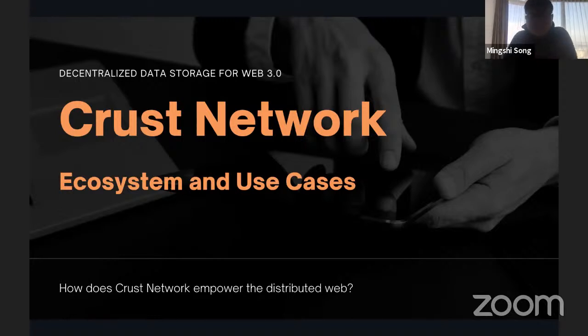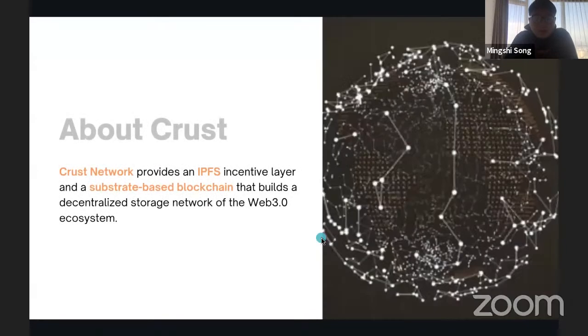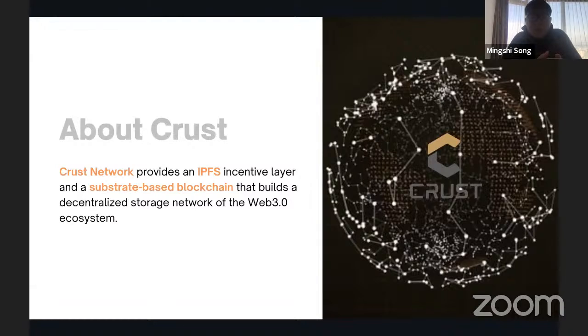Let's get started. I'm assuming that most of you do not know Crust Network very well, so I will start from the very basics. So what is Crust Network? Crust Network is a decentralized storage project. Crust Network provides an IPFS incentive layer and a substrate-based blockchain that builds a decentralized storage network of the Web3 ecosystem. To simplify this, first, Crust Network is an incentive layer protocol built on IPFS, and Crust Network is also a standalone blockchain.